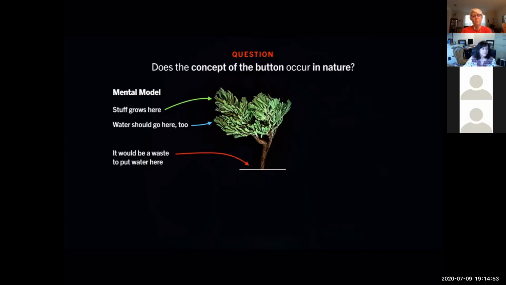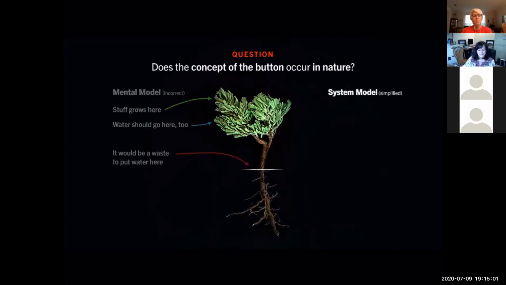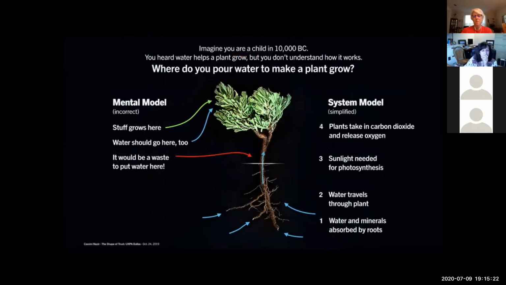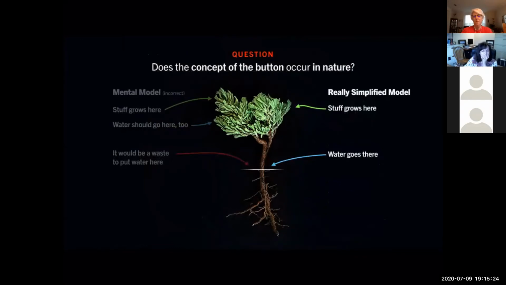Now, I don't know, it may be news to you. I hope not, but that's incorrect. What actually happens is below what we can see. And this is a very simplified model, but essentially water gets absorbed from those things on the bottom, the roots, or the rhizome, or whatever it is underneath the ground, and water travels upward. It interacts with the sunlight that's there, and it takes in carbon dioxide, right? So essentially a really simplified model says water goes down there, stuff grows up there.